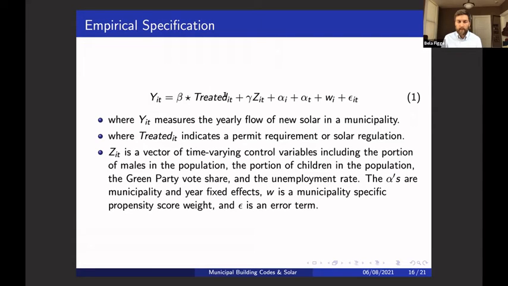And our main estimate of interest, beta here, is connected to the treatment, right? So it indicates whether a municipality has a permit requirement or implemented some other type of solar regulation. And then we have our time-varying controls, the same as in the matching strategy. We have municipality and year fixed effects. And then we have this matching weight. So we reweight the control municipalities based on our matching approach.